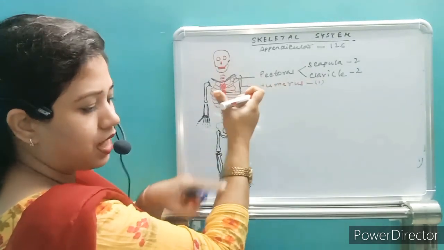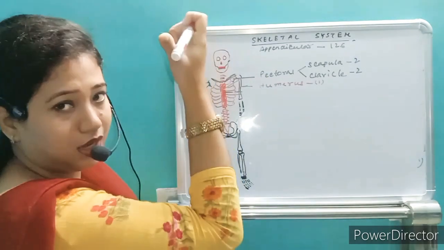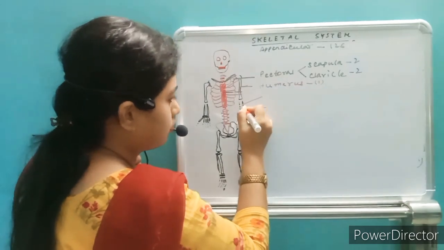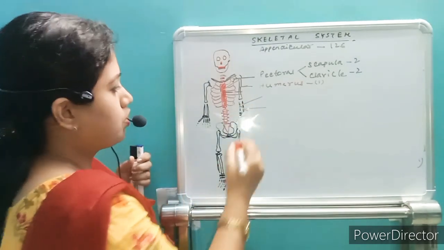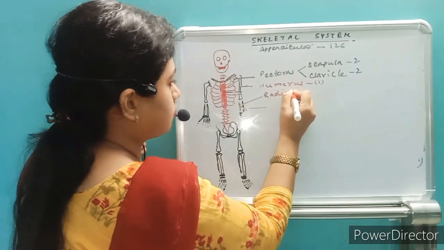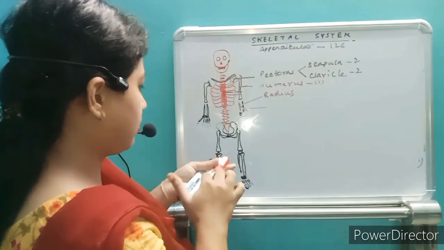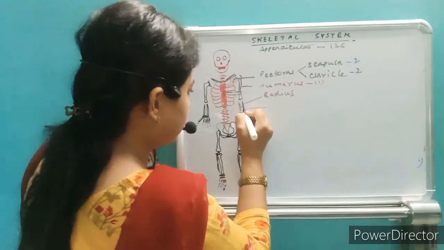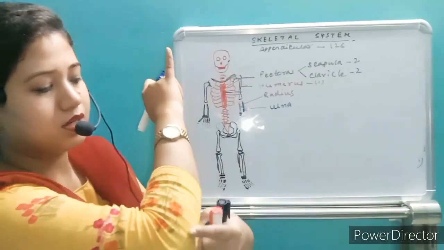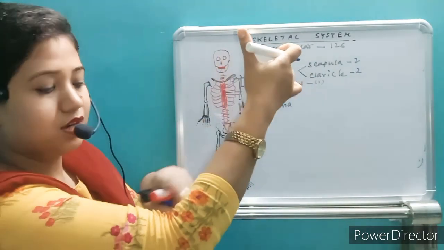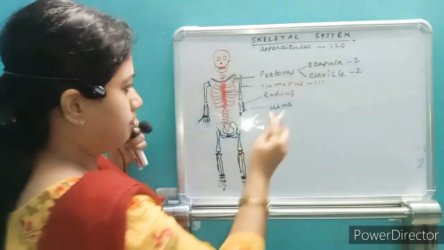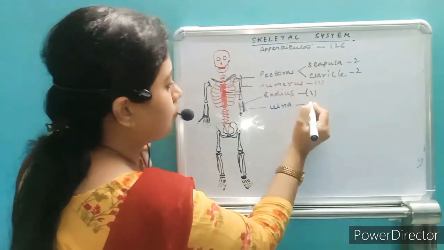Towards the thumb we have one shorter bone, and on this side we have another bone. What are these bones? This is the radius. The radius is shorter, and this one will be the ulna. The ulna is towards the little finger, and towards this finger is the radius. So how many radius and ulna do we have? We have one radius and one ulna.